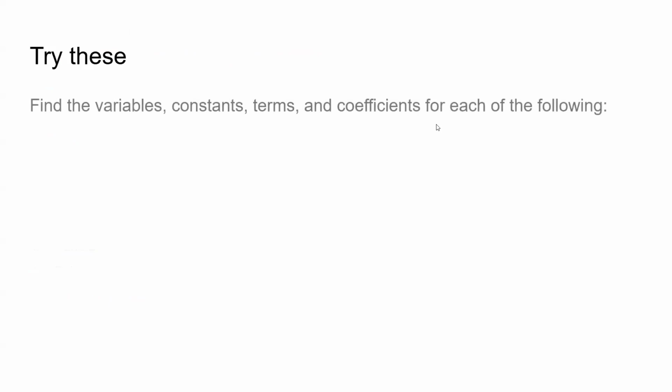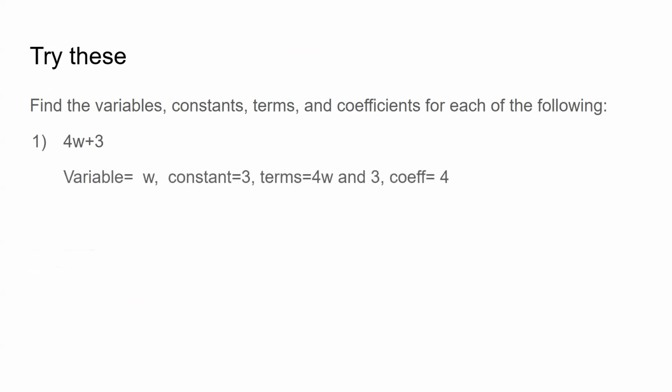All right, try this on your own. Find the variables, constants, terms, coefficients for each. 4w plus 3. Find the variables, constants, terms, coefficients. The variable is w, constant is 3, terms are 4w and 3, coefficient is 4.